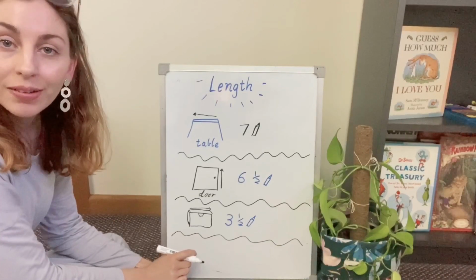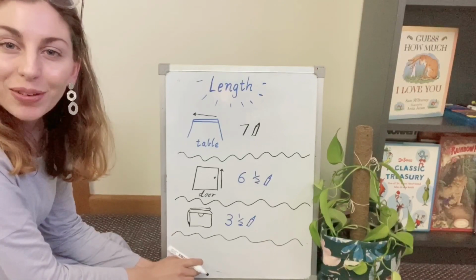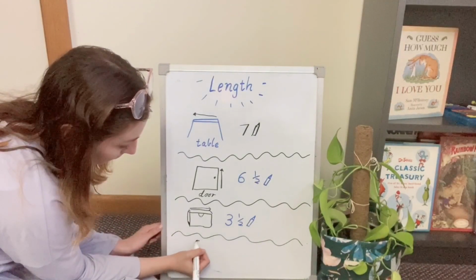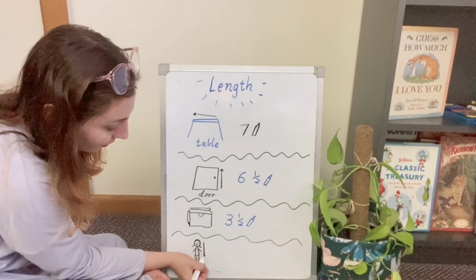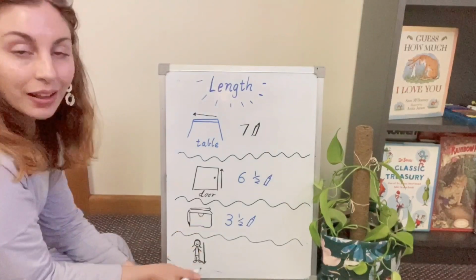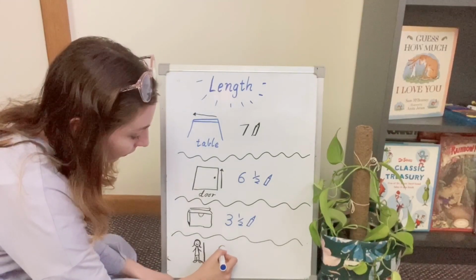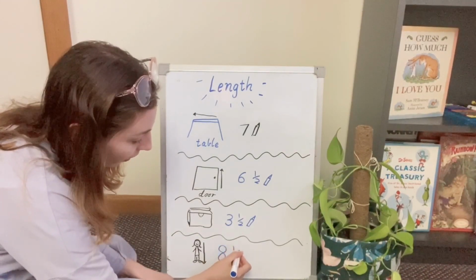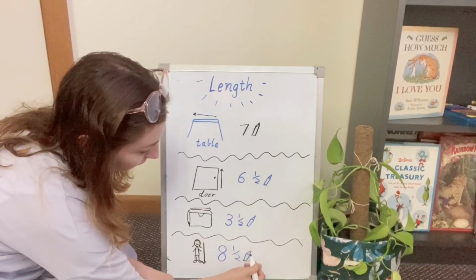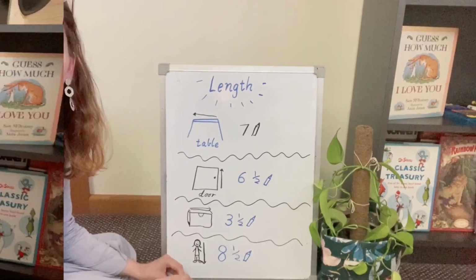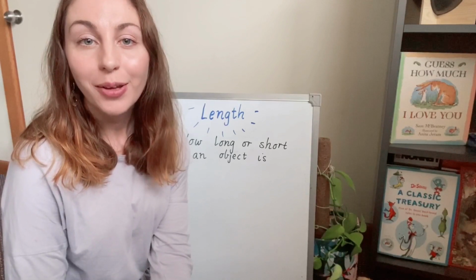The last thing that I measured was my sister Imogen. She's not an object, but I thought it would be fun to measure her. So let's draw her. There she is. And we measured from her head to her toes. That was the length we measured on her body. She was 8.5 pencils long.